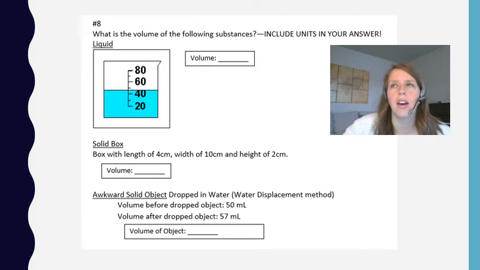So here we have the option to actually look and see the volume of some of the following substances. Remember, volume is how much space something takes up. So let's take a look at our first example, a liquid volume. If you needed to decide how much liquid was in this measuring cup, as long as it's in some kind of metric unit, I should have specified, but we'll say it's in milliliters. So how many milliliters do you see in here?